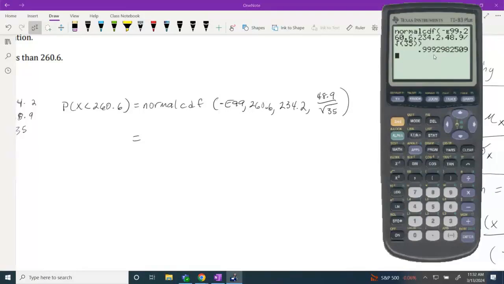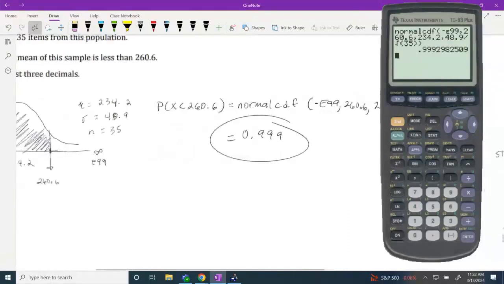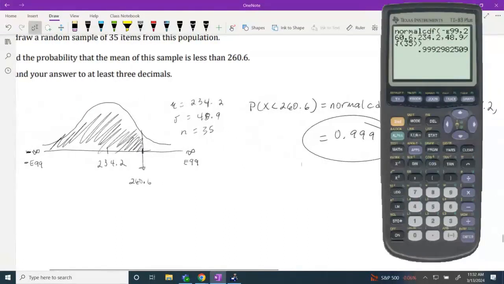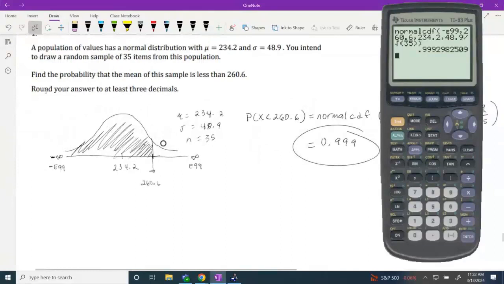Okay, and we have 0.99999, so we round that to 3 decimal places. This would equal 0.999. So that's a 99.9% chance, which is highly likely, right, that the sample mean would be less than 260.6. All right. So since we're randomly sampling 35 items instead of a single item, this constitutes a sampling distribution.